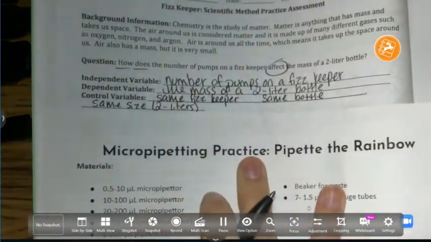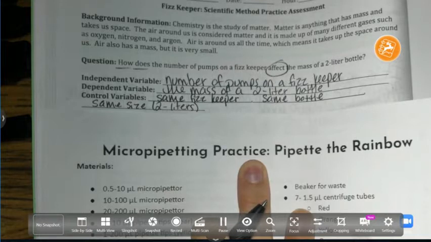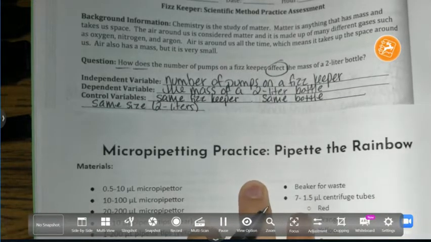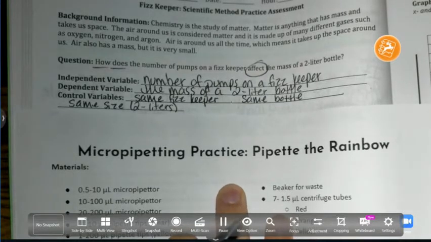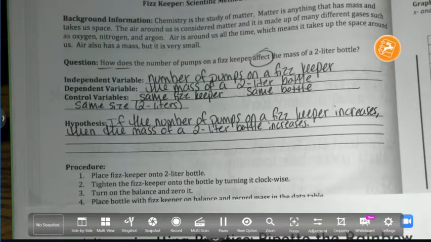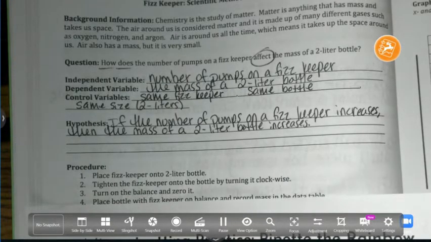Other things people came up with, just to help you out. Some people said the same balance or scale that we're using because other ones might have different numbers. Other people said the same person applying the pressure. Other people said the same interval between pumps. Someone had a "because" in their hypothesis; I don't want a because. Got it right. All right, then we're going to collect data.